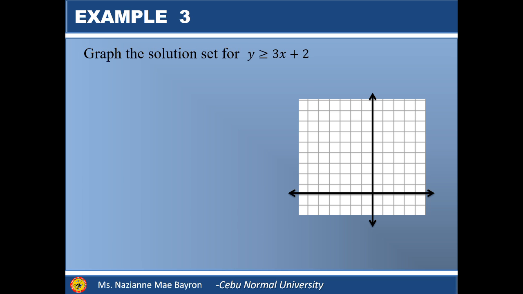Next, graph the solution set for y greater than or equal to 3x plus 2. Okay, graph the inequality as a linear equation. Since the inequality is inclusive, use a solid line.